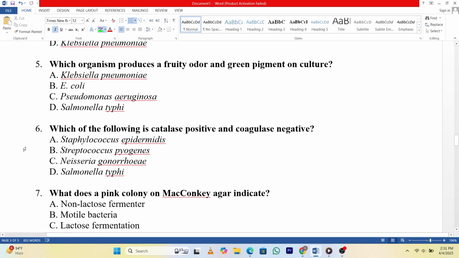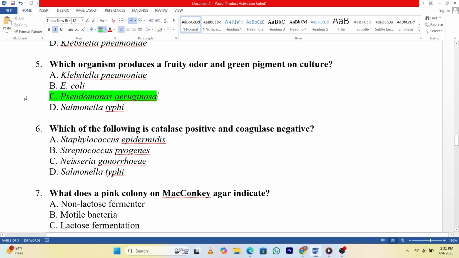5. Which organism produces a fruity odor and green pigment on culture? A. Klebsiella pneumoniae. B. E. coli. C. Pseudomonas aeruginosa. D. Salmonella typhi. Answer, C.